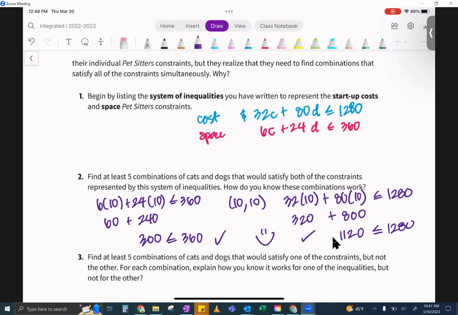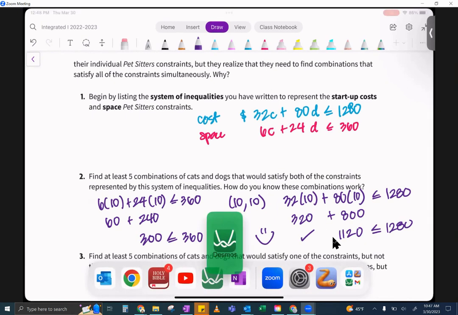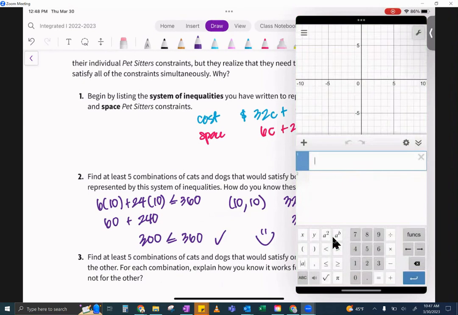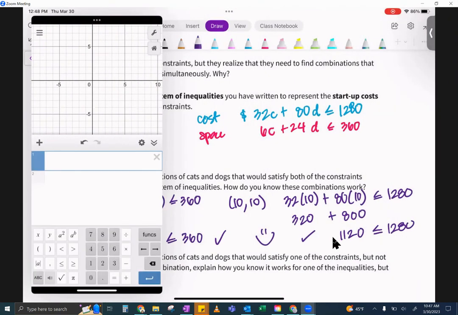So your job right now is to find 4 more combinations of numbers of cats and numbers of dogs that would work for the cost and the space constraint. So go ahead and work on that. They should get checks for both of them. If you want to see me do it on Desmos, I will show you here so you guys can see it. I'm just going to plug in over and over again.